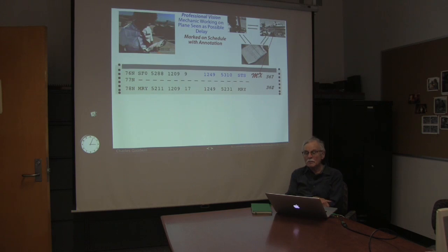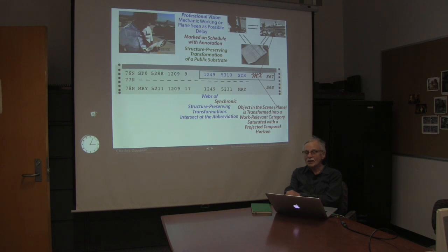So what does she do? She makes an abbreviation in the row of the schedule for that flight. She writes MX, mechanical problem, or something. So she writes this abbreviation. Now, this is, like the talk we looked at, a structure-preserving transformation on a public substrate. In fact, it's a web of structure-preserving transformations that intersect at this abbreviation. Synchronically, at a single moment in time, the airplane is transformed into a work-relevant category, a possible delay, that's saturated with a projected temporal horizon. And that's what's happening at this moment in time.